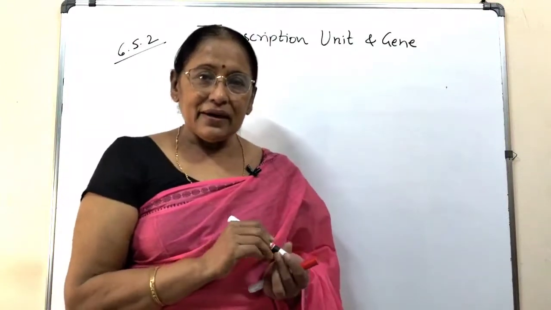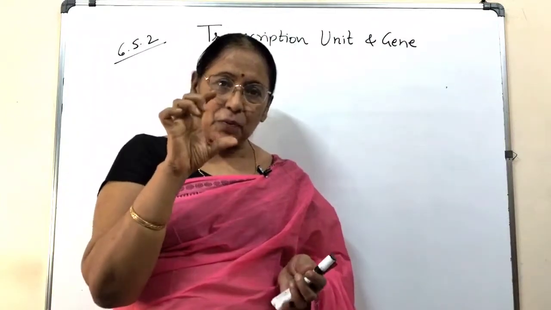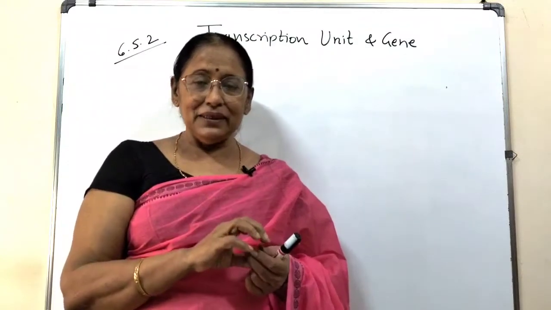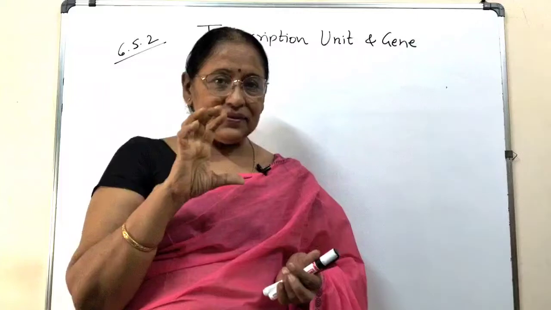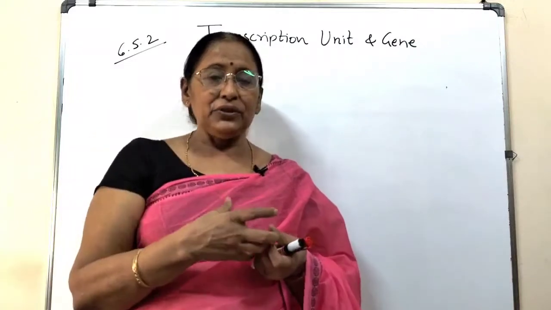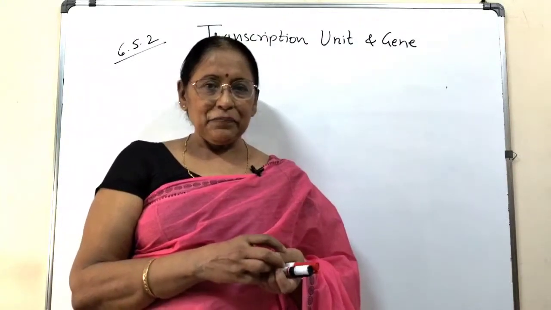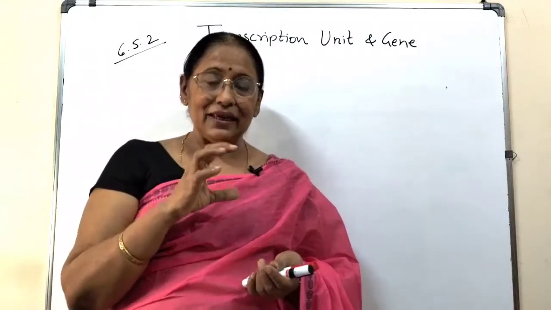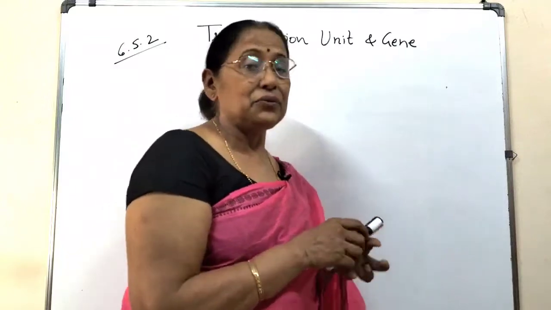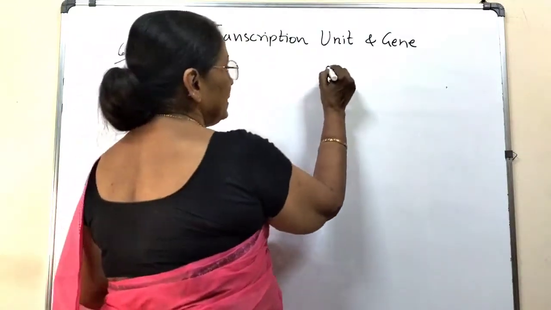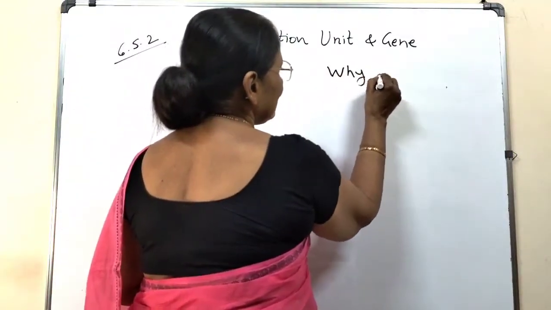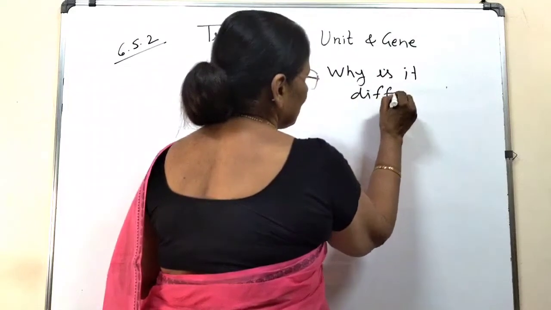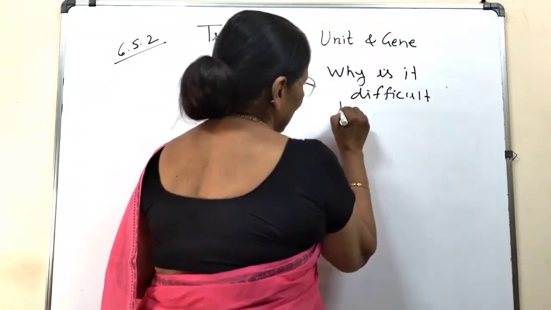Here there are only 2 paragraphs. I won't say simple, there are 2 paragraphs which are packed with so much of information. Mainly it is discussing why it is difficult to define a gene.